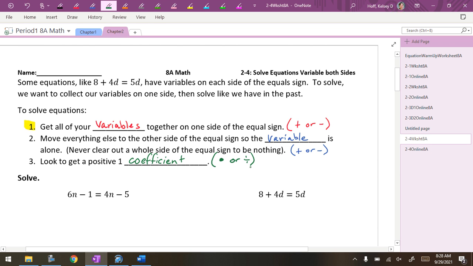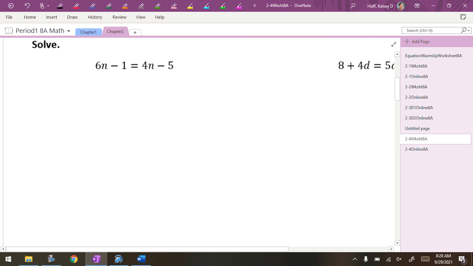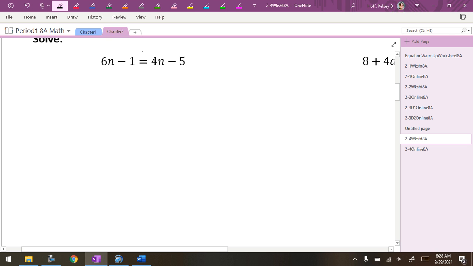Okay, so step number 1 is going to be the change for us. Just step number 1. All right, so let's go to the very first problem. Draw your line through your equal sign. The rule with the line through the equal sign means I will never move my equal sign off of that line.